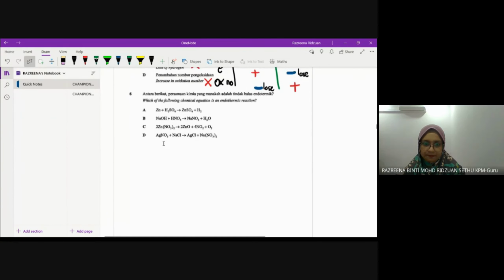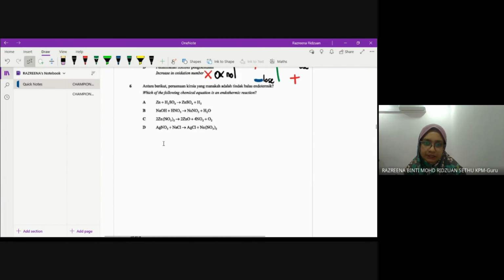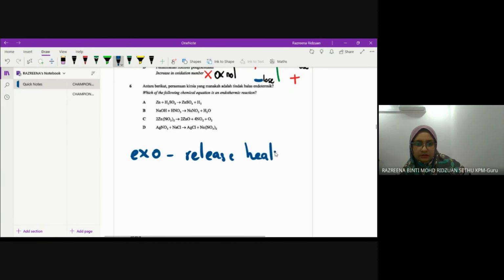Question 6. Which of the following chemical equations is an endothermic reaction? Now we have to know which one is exothermic and which one is endothermic. Exothermic is release heat, and endothermic is absorb heat from the surroundings.